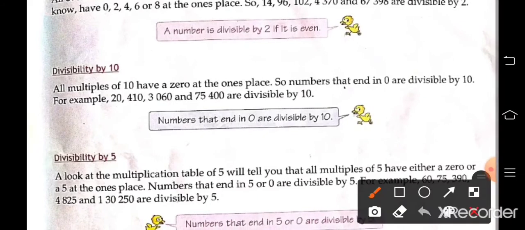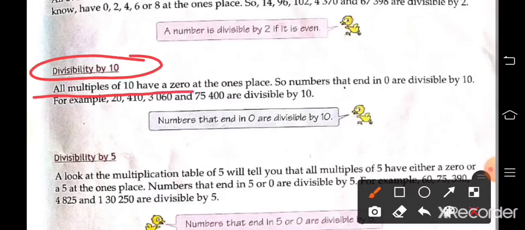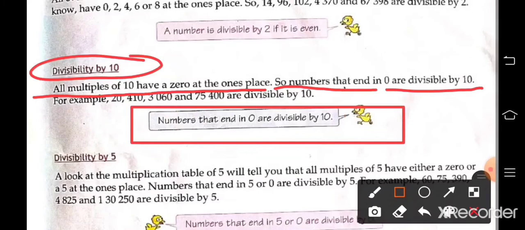Now, divisibility by 10. All multiples of 10 have a 0 at the ones place, so the numbers that end in 0 are divisible by 10. So remember this thing: numbers that end in 0 are divisible by 10.